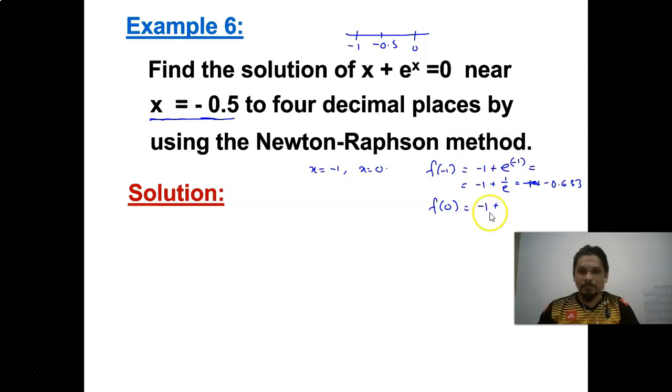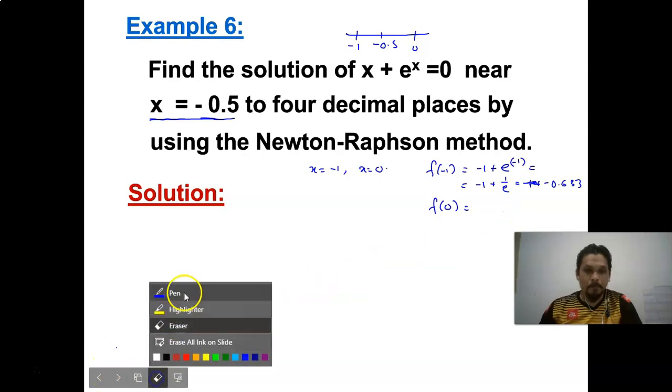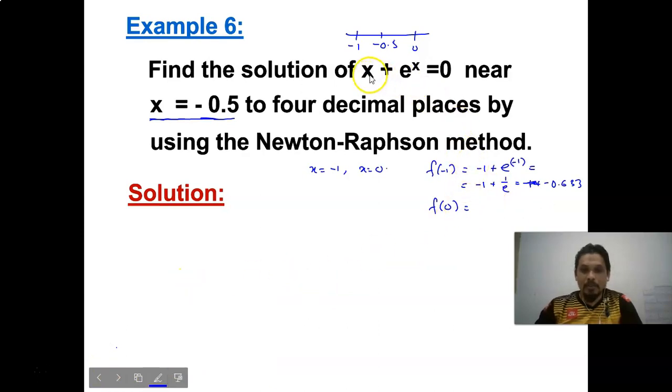And then f(0) equal to negative 1... sorry, x equal to 0 plus 1 over e to the power of 0. e to the power of 0 equals 1, so the whole thing becomes 1. So 0 plus 1 equals 1. From negative to positive, the sign changes. So we come to the conclusion that there is a root that lies between negative 1 and 0.